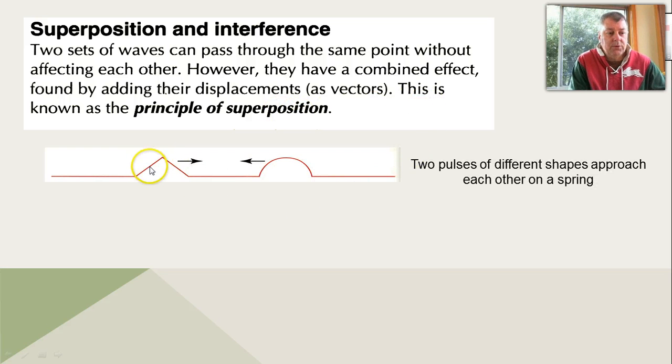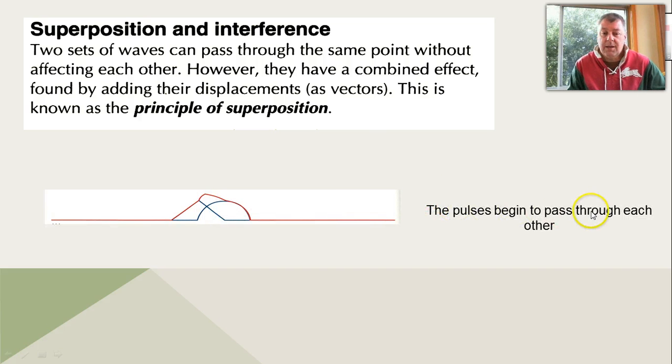So here we have two pulses. One's travelling to the left and it's a triangle. One's travelling to the right and it's a triangle. One's travelling to the left and it's a semi-hemisphere. Okay, and when they pass through each other, this blue line represents the pulses and the red line represents what the spring would actually be doing. And what you're getting is a combination of those.